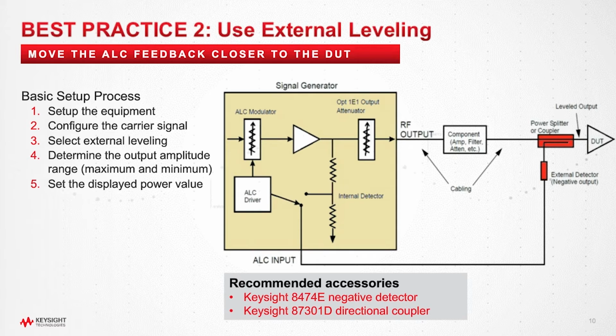Power loss is caused by the insertion loss at the coupler. Be sure that your detector and the power coupler are specified for the power and the frequency range that you need. The setup procedure is similar to the flatness correction. You set up the equipment, configure the carrier signal, select the external leveling, and determine the signal generator's amplifier ranges. The last step is to set the display to show the power value on the signal generator.